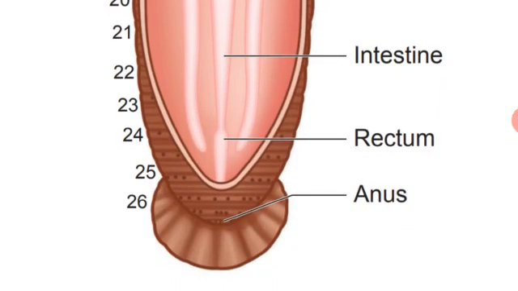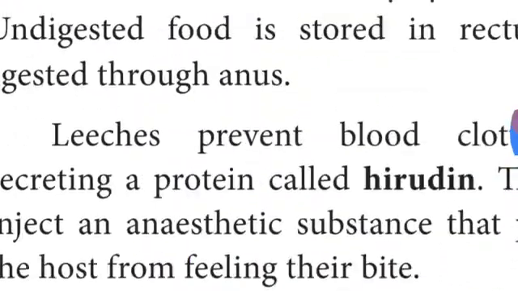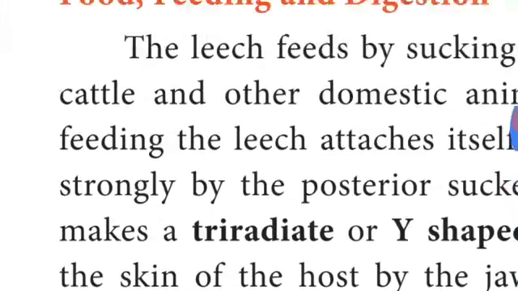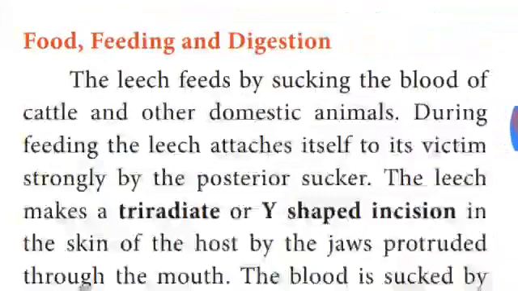That is the dorsal portion of the animal, the 26th segment. So this is the digestive system of leech. Next, food, feeding and digestion.